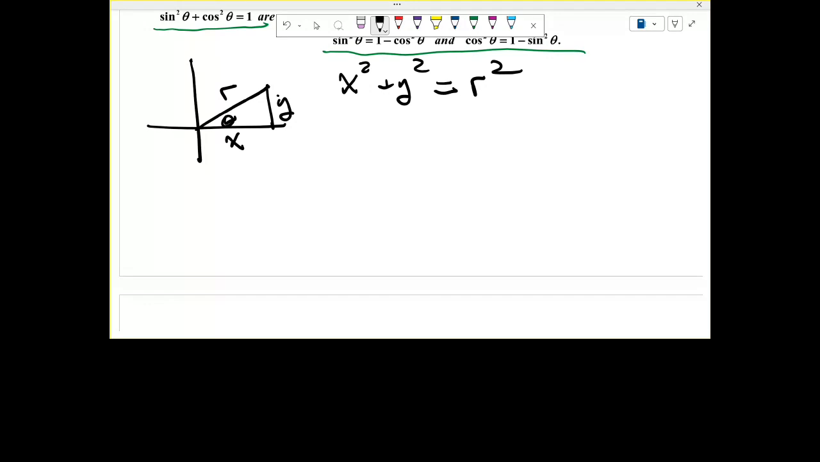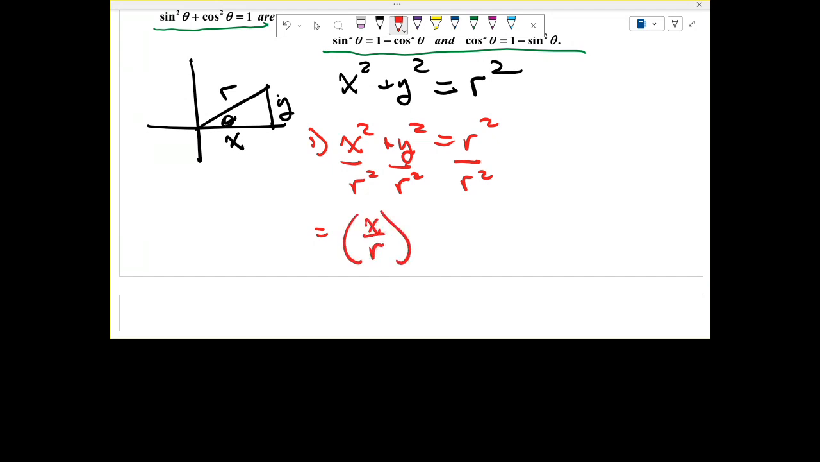Okay, so y'all, I want to show you something here. I'm going to call this step 1. If I were to start off with that Pythagorean theorem, and I were to divide everything here by r squared, I want to show you something. If this is x squared over r squared, I'm going to write it like this, (x over r) squared. If this is y squared over r squared, I'm going to write it as (y over r) squared. R squared divided by r squared is just 1.